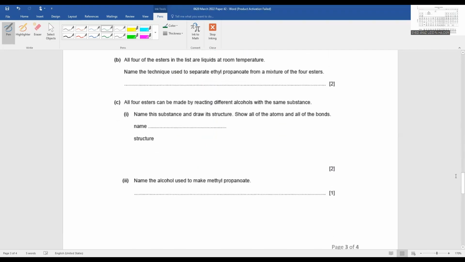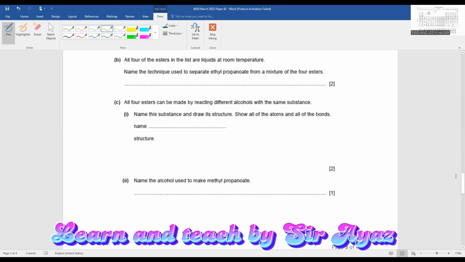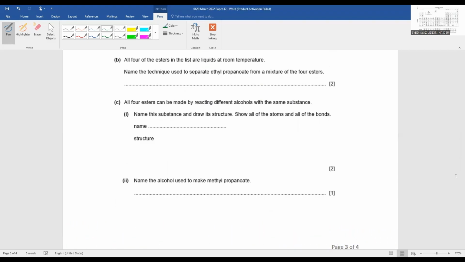All 4 of the esters in the list are liquids at room temperature. Name the technique used to separate ethyl propanoate from a mixture of the 4 esters: fractional distillation. Fractional distillation involves the separation of miscible liquids. They are miscible liquids.